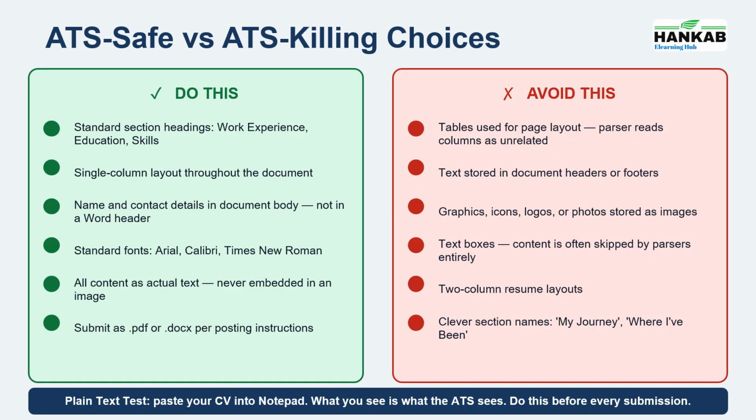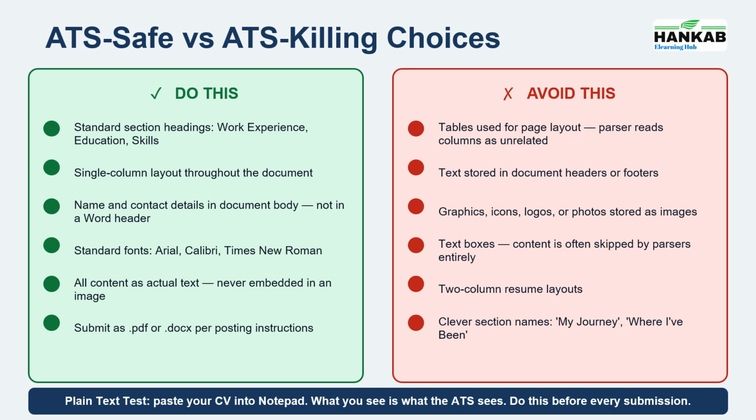Stop here for a while. Run the plain text test on your current CV or master document draft right now. Open your document. Select all text. Copy it. Open Notepad on Windows, or TextEdit in plain text mode on Mac. Paste. Check. Is your name at the top? Are your section headings readable? Is your work history in order? Are your bullet points intact? If anything is scrambled or missing, you have a formatting problem.